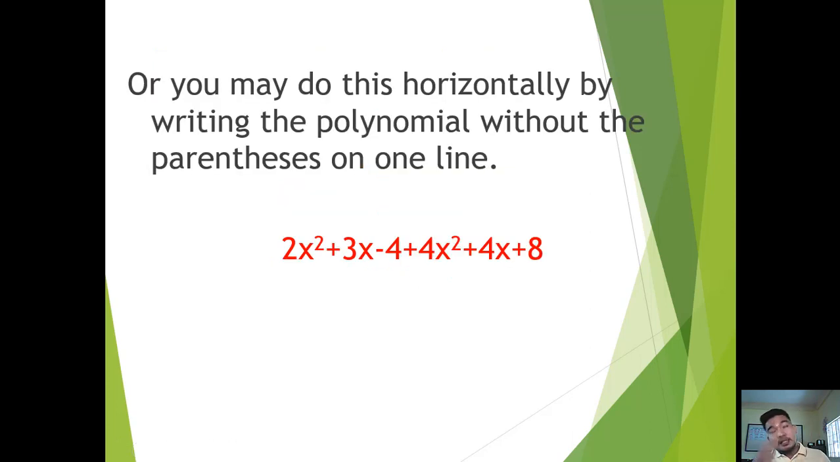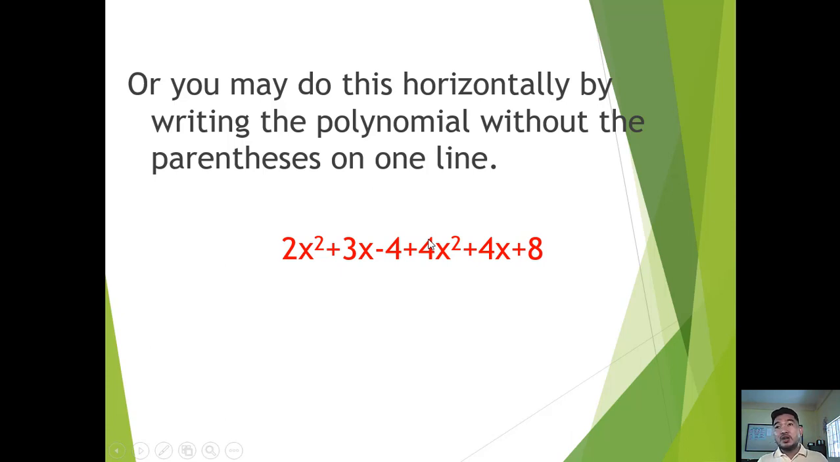How about the other one? The other process or the other way of adding the polynomial, which is the horizontal method. Writing the polynomial without the parentheses on the line. So, ang ginawa lang, tinanggal lang yung parentheses. Tinuloy-tuloy. And then from here, pwede nating pagtabi-tabihin kung sino yung mga like terms. So, like terms here are 2x squared and 4x squared. Pagtabihin mo siya. Then 3x saka si 4x. Pagtabihin mo lang din. Then negative 4 at saka 8.